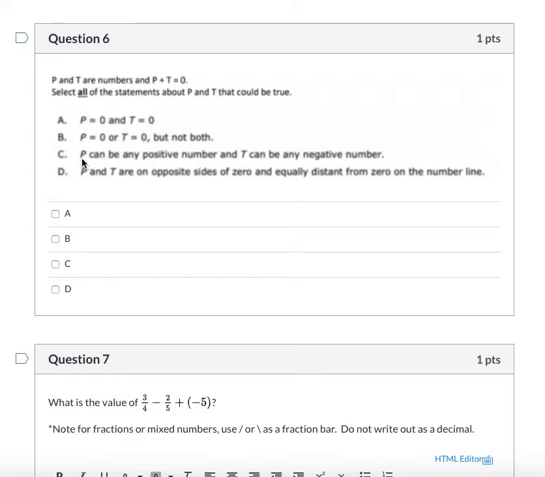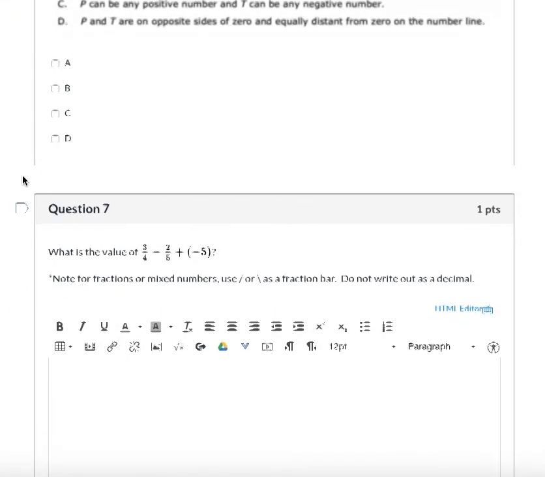C. P can be any positive number and T can be any negative number. D. P and T are on opposite sides of 0 and equally distant from 0 on the number line. Remember, it says select all of the statements about P and T that are true. It could be one or more answers.